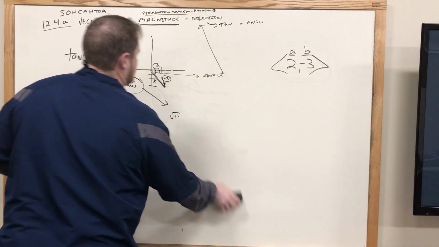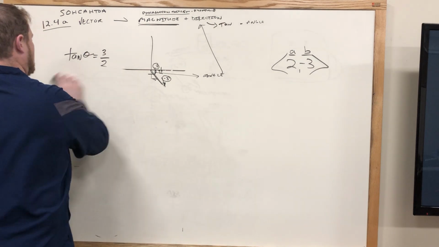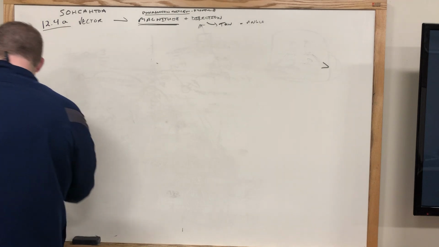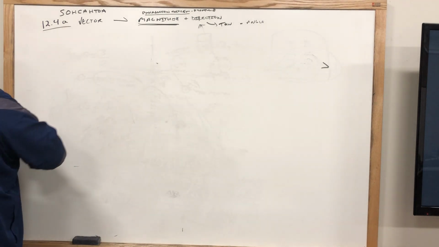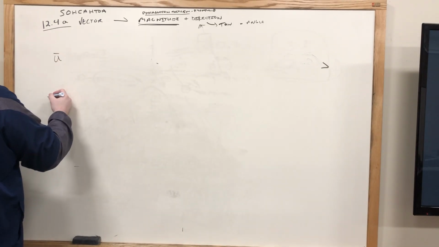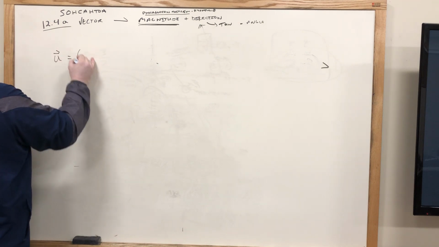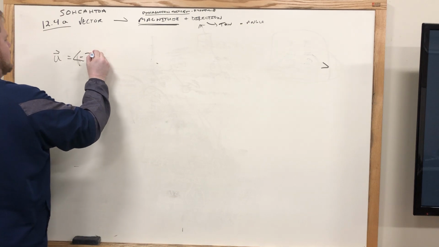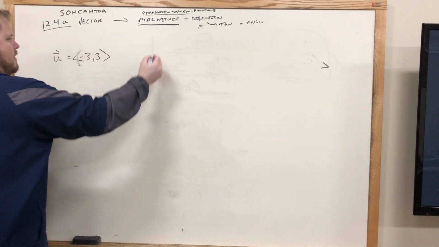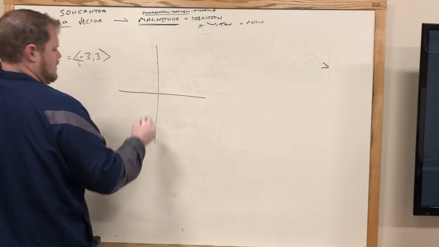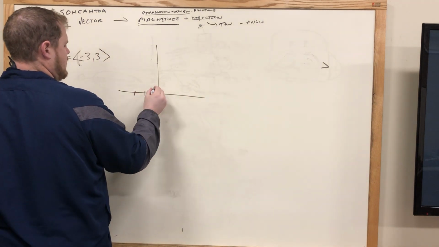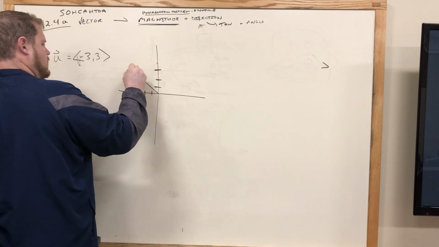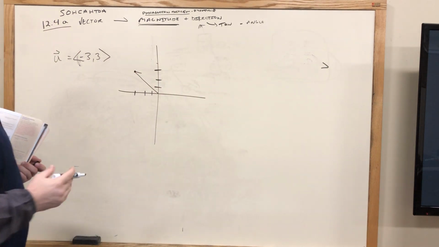All right, let's do another one just like this. So if they give us a vector equal to, I'm going to use arrows, -3, 3. So if I were to draw that one, negative 3, 1, 2, 3. So it's right here. Okay, there's our drawing. That's our vector.